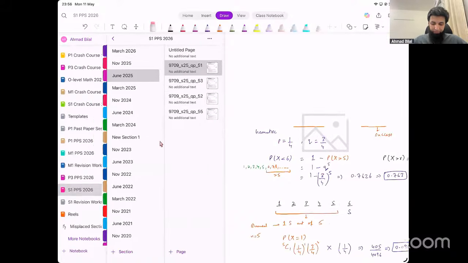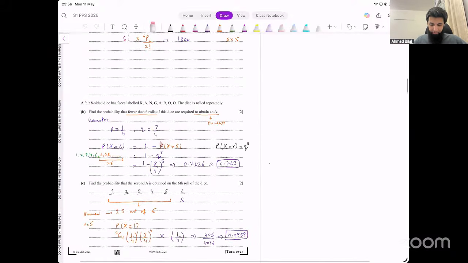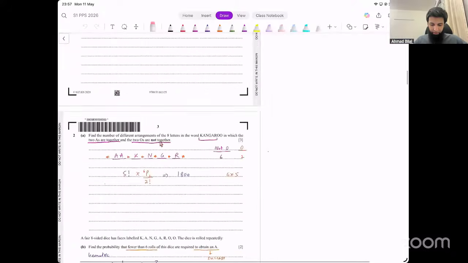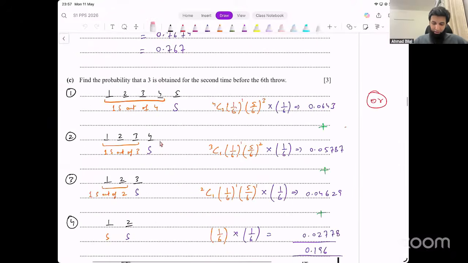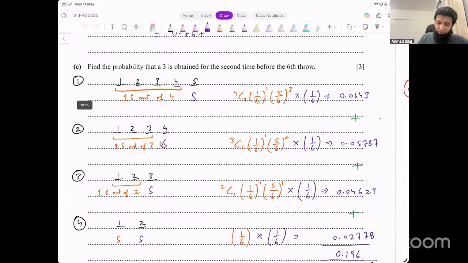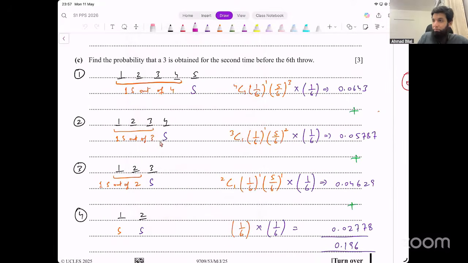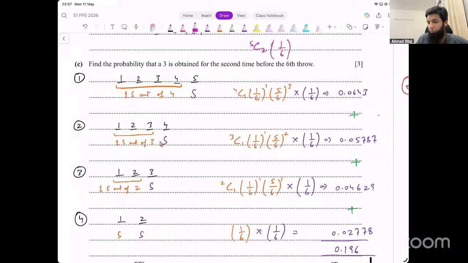Let me come back to that. Now, 5.3, sorry. Your question is, why can we not do 5C2 into 1/6 raised to power 2 into 5/6 whole raised to power 3.